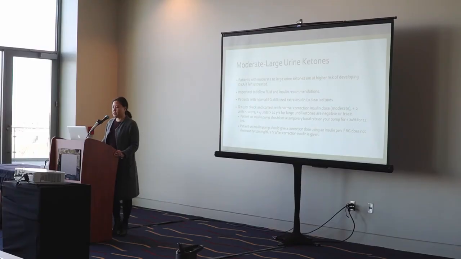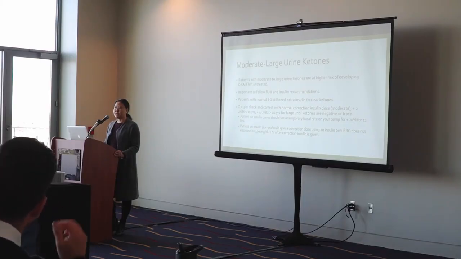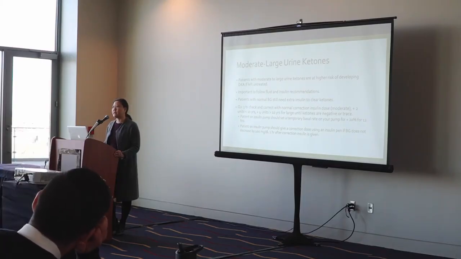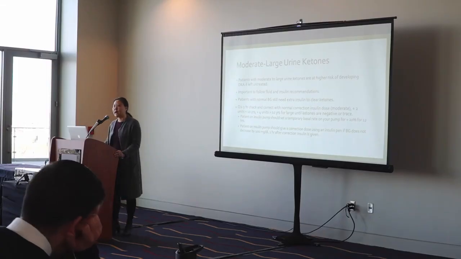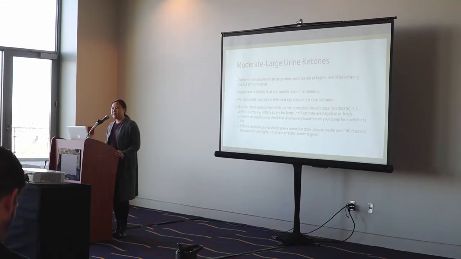So if you have moderate to large ketones, these patients are at highest risk of developing DKA. They need extra insulin, so we ask them, the residents know at this point, we always say Q3 check and correct. That means every 2 to 3 hours, they need to check their blood sugar and correct that blood sugar with insulin. And if they have large ketones and they're over the age of 10, you add 4 extra units. If they're under the age of 10, you add 2 extra units to their correction.